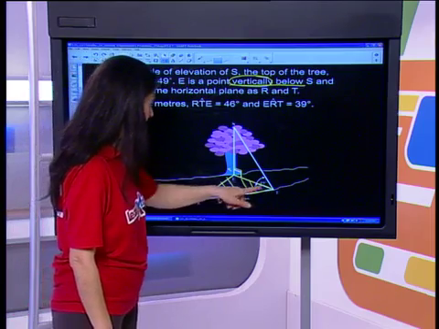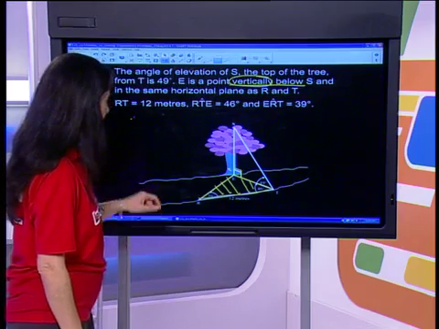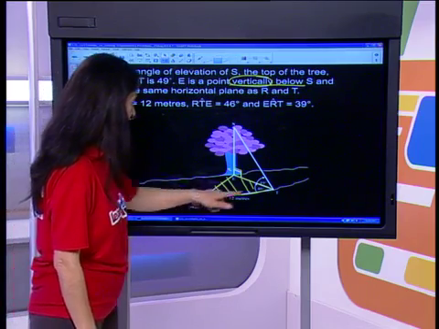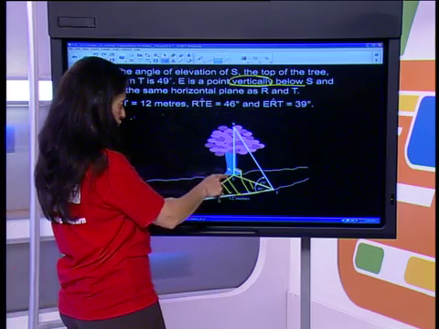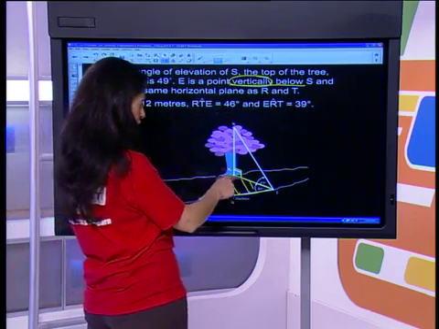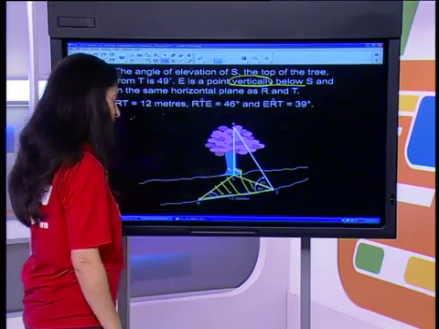RTE, that angle on the ground, is 46, and ERT is 39. So these lines that have been drawn from the foot of the tree to the opposite bank are making those angles on the horizontal.